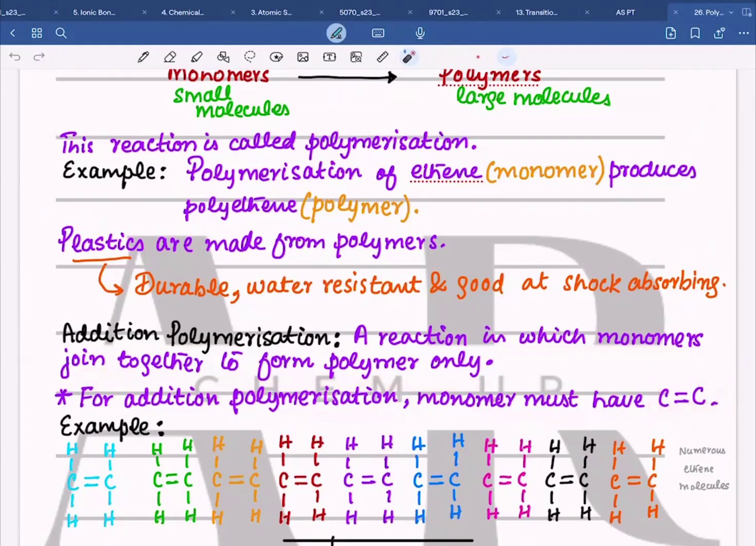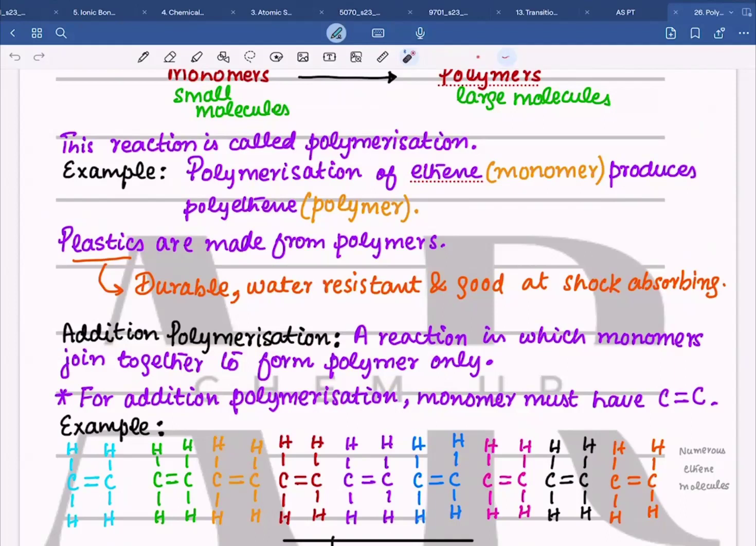Sometimes the examiner asks you about addition polymerization. So we explain it in this way: a chemical reaction in which monomers join to form a polymer only and nothing else is formed, that kind of polymerization reaction is called addition polymerization. Is this understandable?